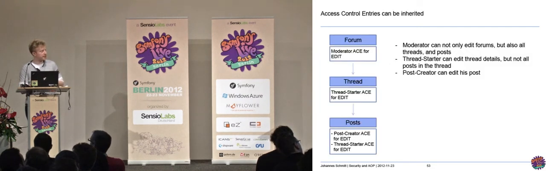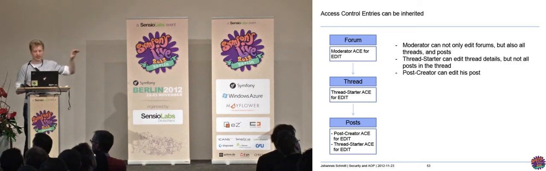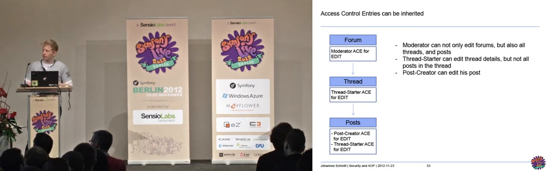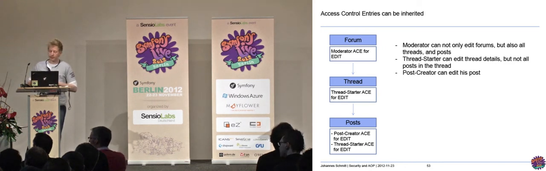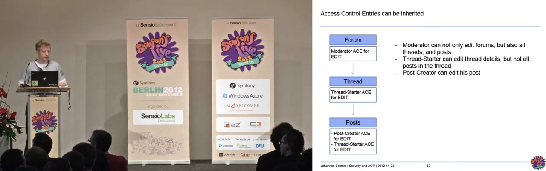And last but not least, the inheritance of the ACL entries. In this case, I've used a forum example where we basically create one ACE for the moderator of the forum for edit permissions. We create that on the forum object itself. The thread is basically inheriting the ACL from the forum, and we do not need to duplicate the ACE entry for the moderator there.